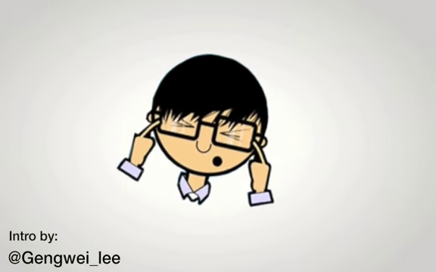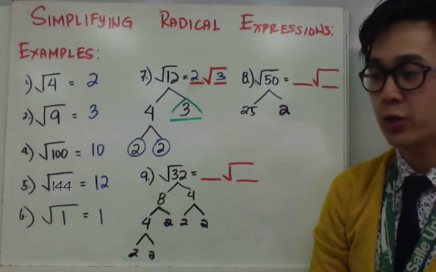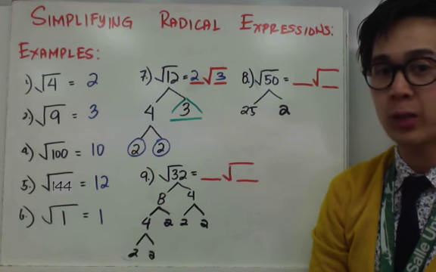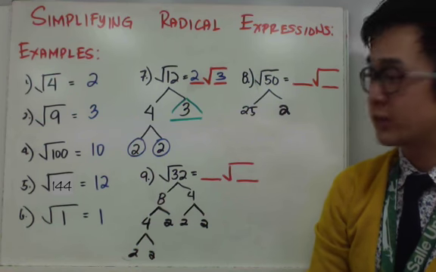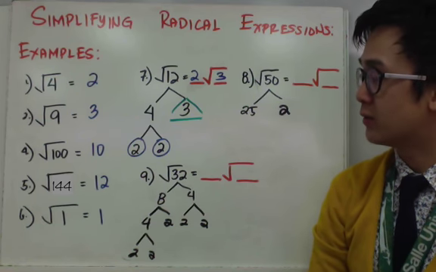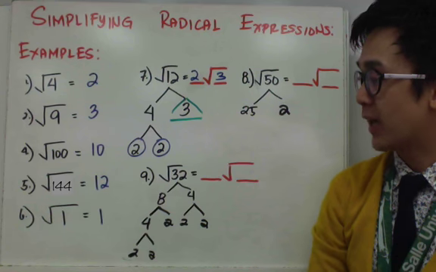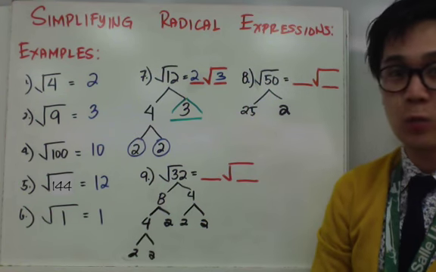We're going to be working on simplifying radicals. Also, you will see imaginary numbers and complex numbers in our lecture today. Now, we know that square root of 4 is 2, and square root of 9 is 3, square root of 100 is 10, and square root of 1 is 1.